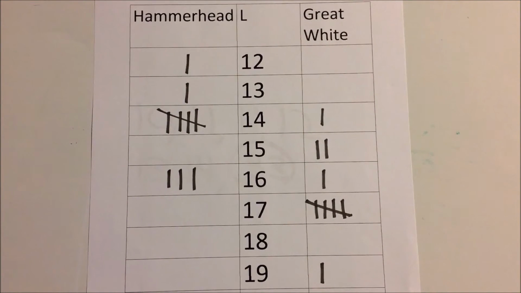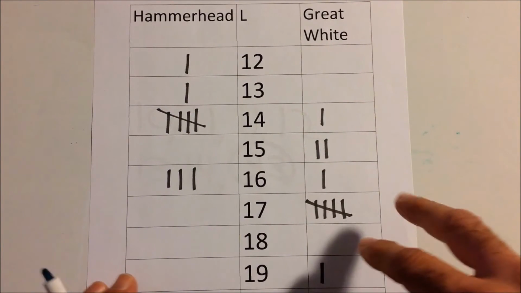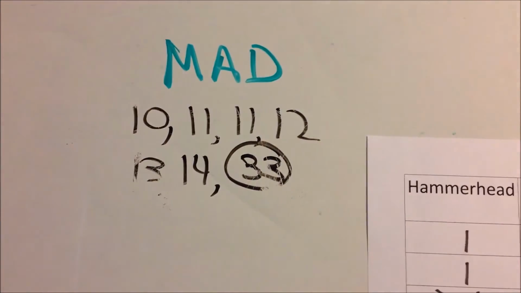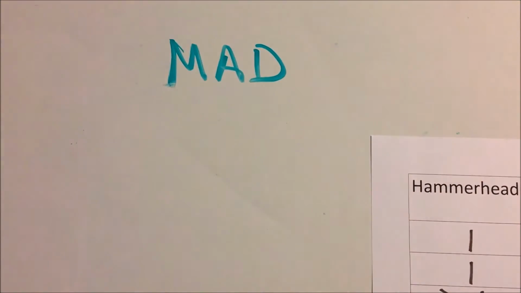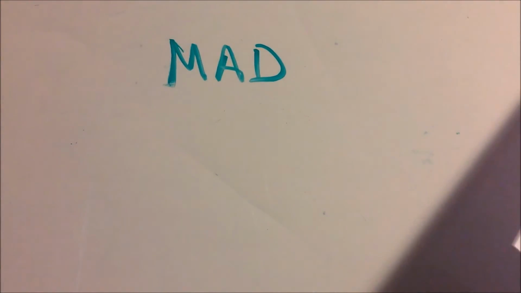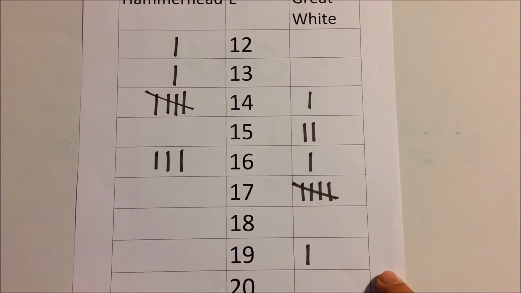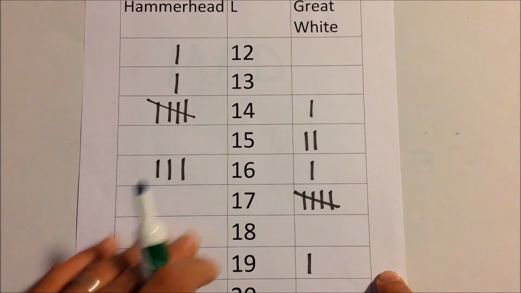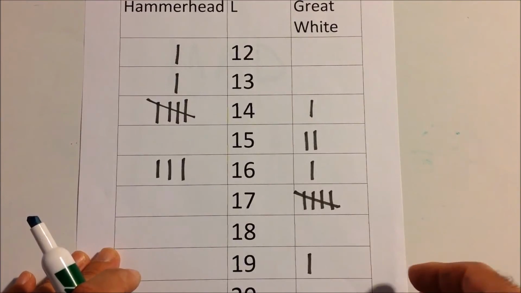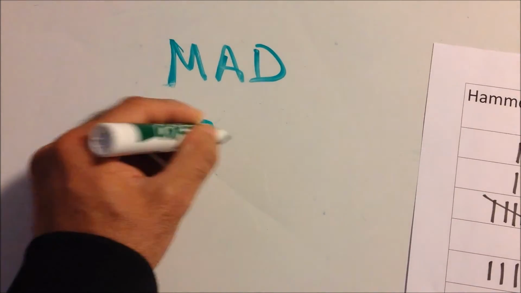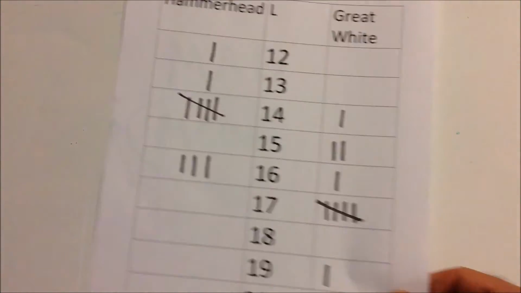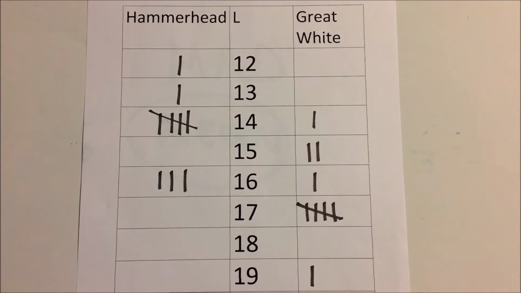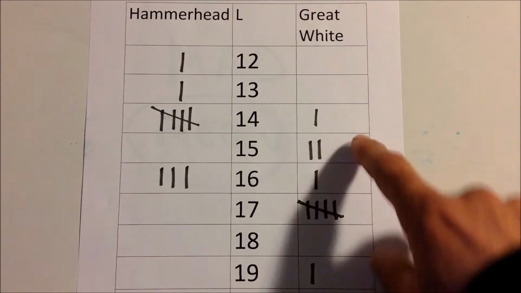So when we have a data sheet like this, we want to find the MAD. If you remember what MAD stands for, the MAD was the mean absolute deviation that we talked about in the last video. What we want to find with the MAD, we first want to get the mean of each animal. We want to find the mean length, the average length of each animal that they caught and measured. Once we find the mean, we want to find the distance that each one is away from the mean. That's how we get the MAD. So I'll do the hammerhead one, and then I'll have you do the great white one.